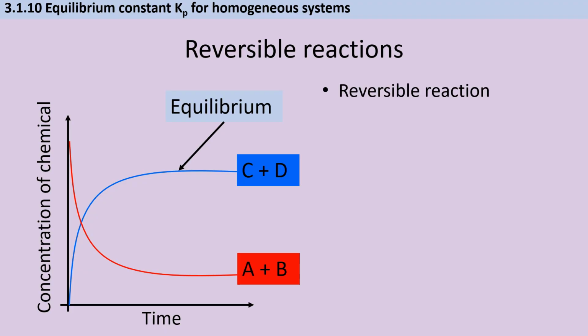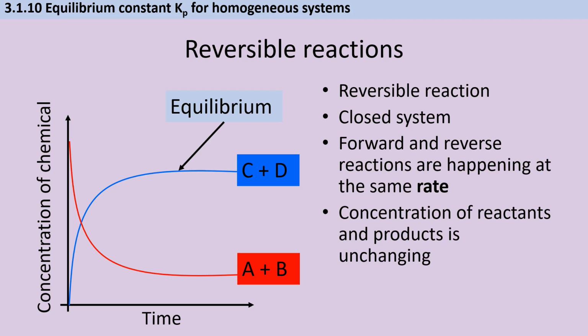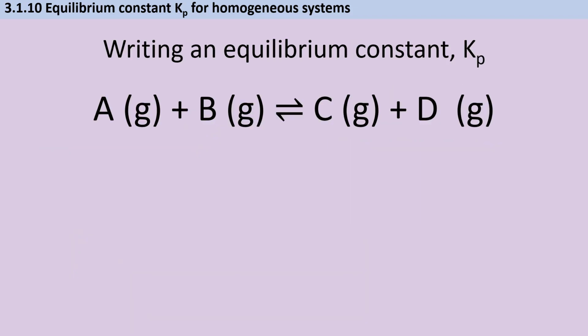When a reversible reaction occurs in a closed system, in other words, no matter and no energy are added or taken away, then the reaction may reach a stage called equilibrium. At equilibrium, both reactions are occurring at the same rate, and the concentration of all reactants and products in that reaction is unchanging. This does not mean that they are the same as each other, just that they're not increasing or decreasing. And in fact, there's a whole chemical industry built around trying to maximise the amount of the product while minimising the amount of reactant left over.